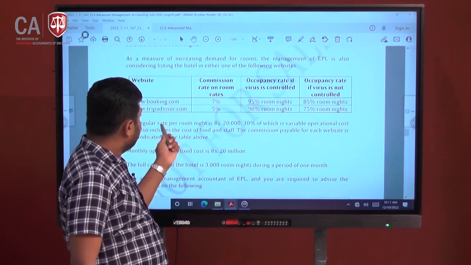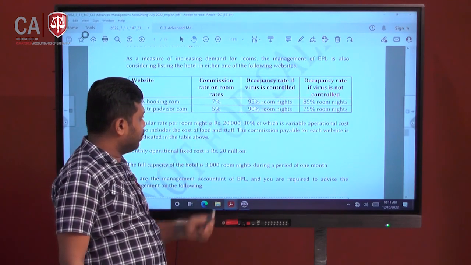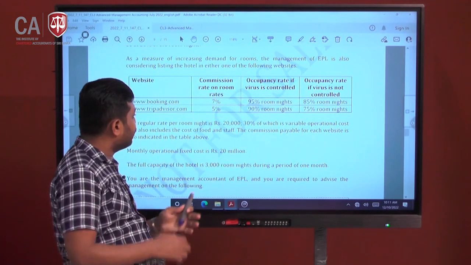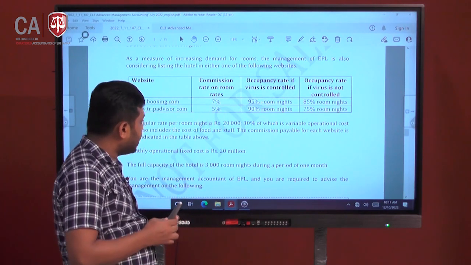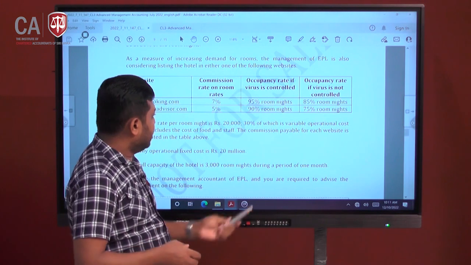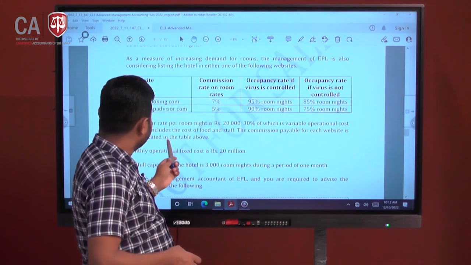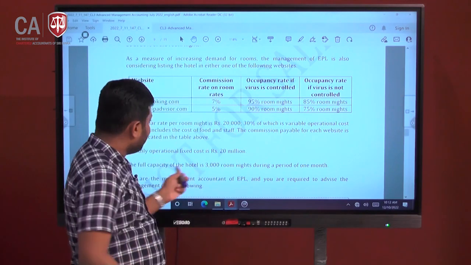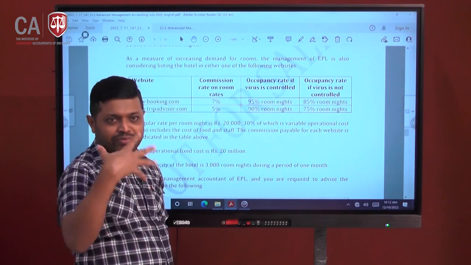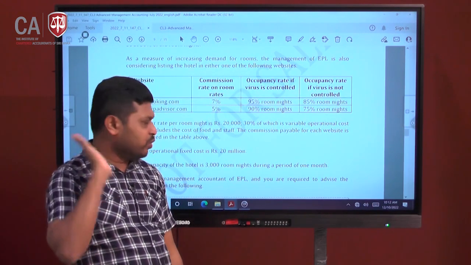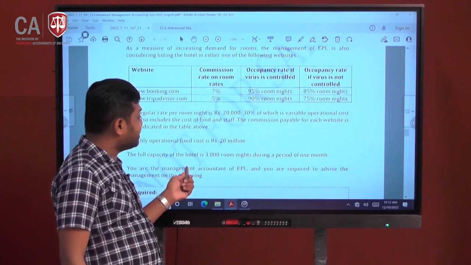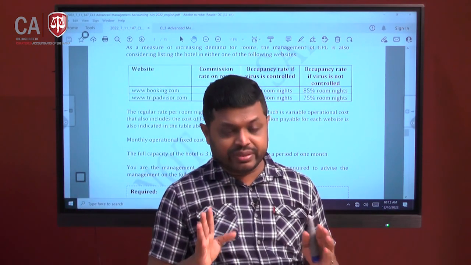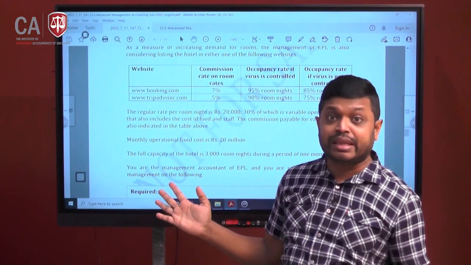The regular rate per room night is 20,000, 30% of which is variable operational cost that includes cost of food and staff. The commission payable to each website is also indicated in the table above, but it is not included here. Monthly operational fixed cost is fixed, therefore it will not impact the contribution, so ignore it. The full capacity of the hotel is 3,000 room nights during the period of 1 month, 30 days into 100 rooms, 3,000 is the maximum capacity.